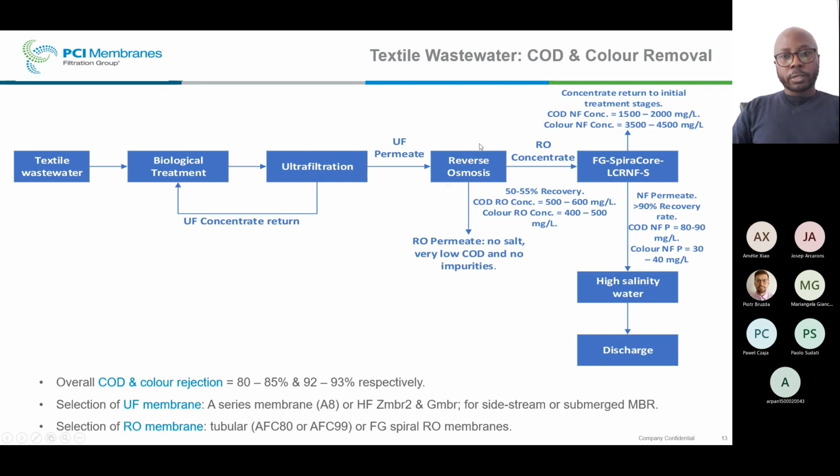Of course, from PCI membranes, we have a number of membrane configurations, as explained previously, either utilizing the tubular membrane or utilizing a spiral membrane. We have reverse osmosis options available for these two configurations to treat the effluent from the ultrafiltration in order to produce a permeate stream, which basically is pure enough to be reused as part of the textile process itself. So the permeate produced from the reverse osmosis basically has no salts.